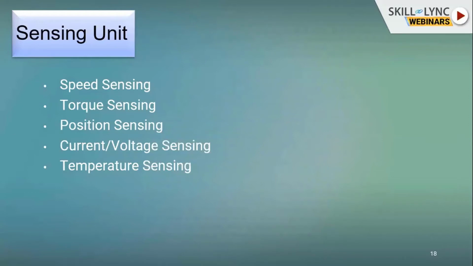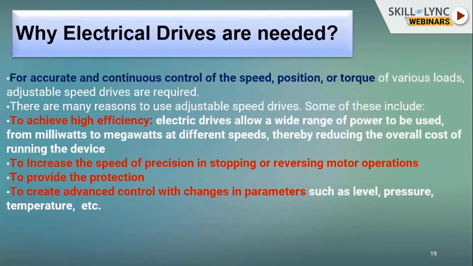Now, the modern electric drives. Okay, so when there were different mechanical drives, why should one go ahead with electric drives? For accurate and continuous control of the speed, position, or torque of a variable load, adjustable speed drives are required. The reasons for using electric drives are, first, to achieve high efficiency, because an electric drive allows a wide range of power to be used, from milliwatts to megawatts at different speeds, and it also reduces the overall cost of the device.